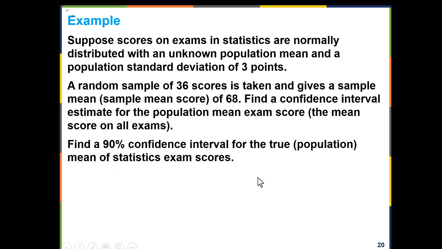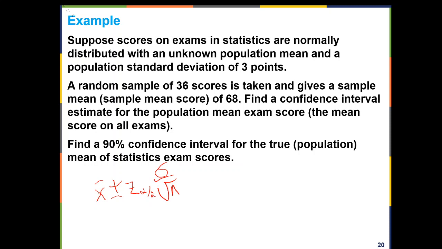Suppose the scores on exams in statistics are normally distributed with an unknown population mean and a population standard deviation of 3 points. A random sample of 36 scores is taken and gives a mean of 68. Find a confidence interval estimate for the population mean exam score. Well, we want to be 90% confident. So basically what we have to do is take x bar and add and subtract z alpha over 2 times sigma over square root of n.